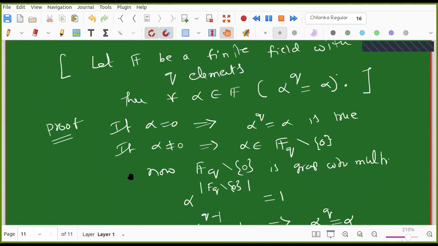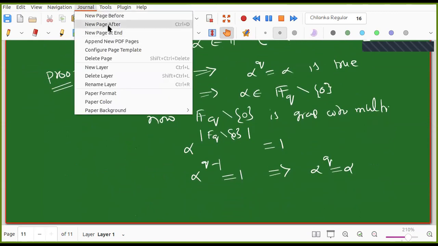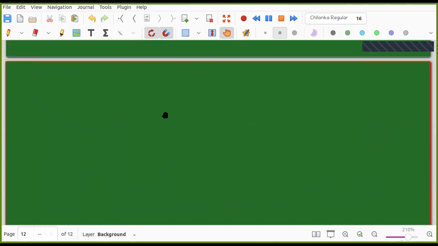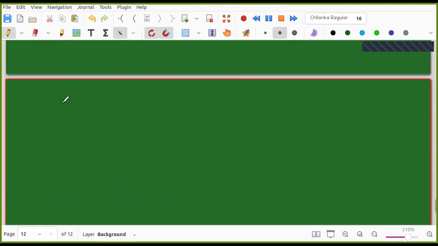So it is very simple, but I'll give one more proof, since we have done a number theory course. It is better to have one more proof, since they are very simple and easy. What do I do? Again, if alpha equals 0, we are done.